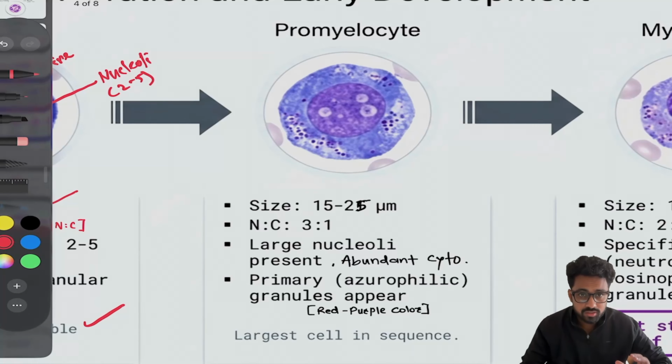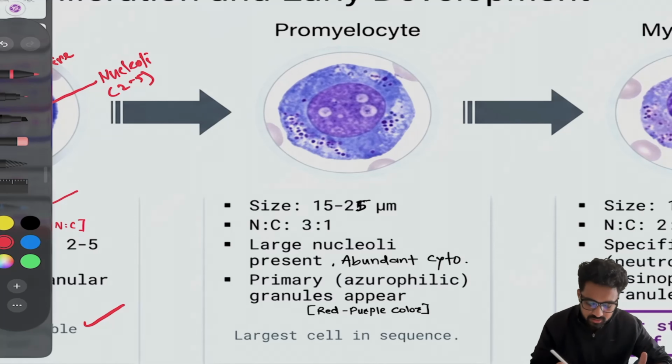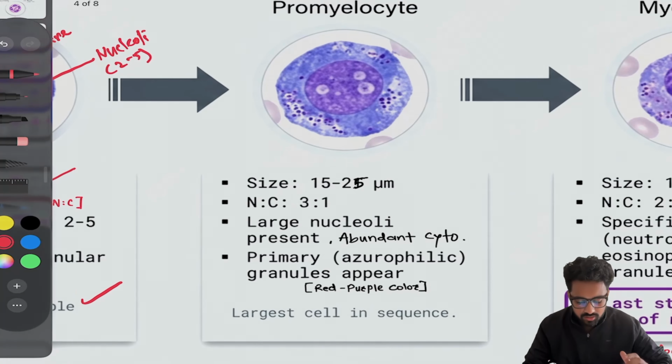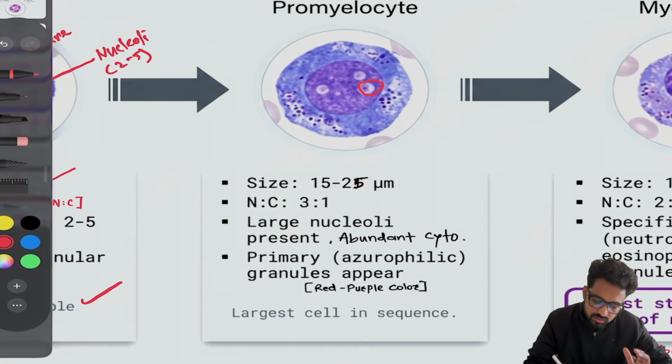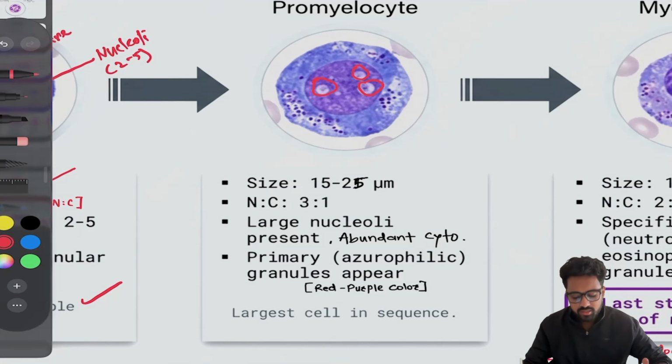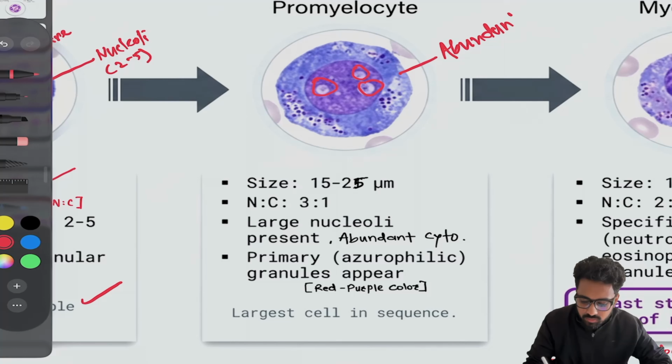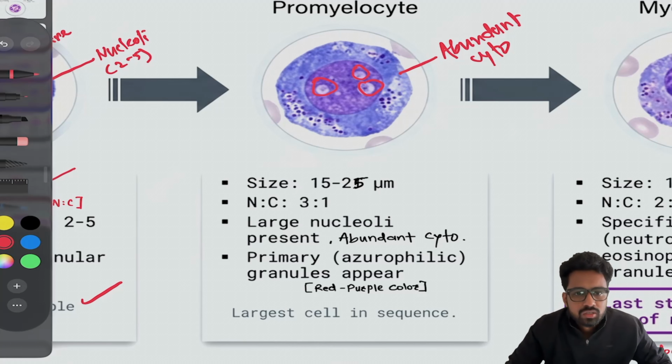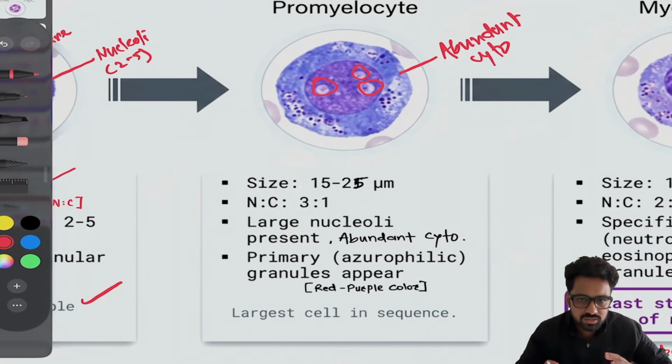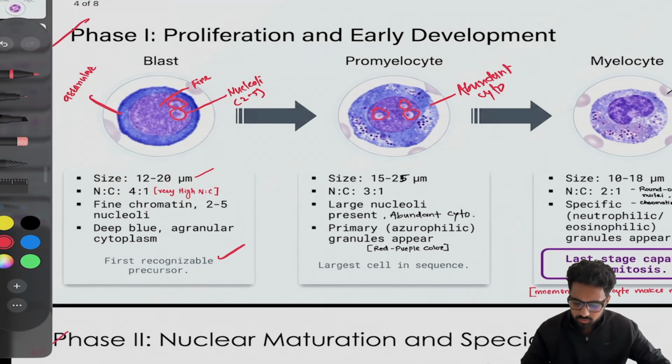Next is the promyelocyte, which is of larger size than the blast. It is 15 to 25 micrometer. NC ratio is smaller, that is 3:1, compared to the blast. Large nucleoli are present. Here you can see these are the nucleoli in the cells. And abundant cytoplasm, remember, abundant cytoplasm compared to blast. It contains primary or azurophilic granules that start to appear in this cell. There are no granules in the blast, but the promyelocyte shows the granules, and it is the largest cell in the sequence of maturation of neutrophil.